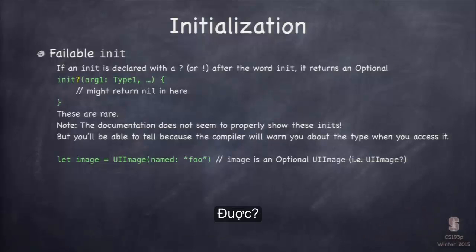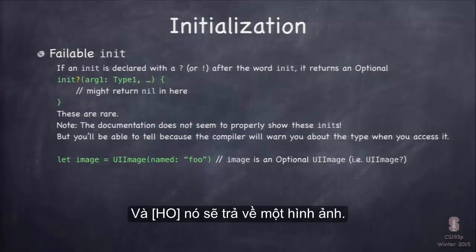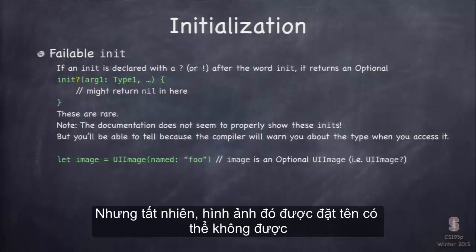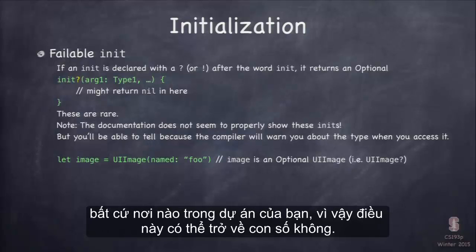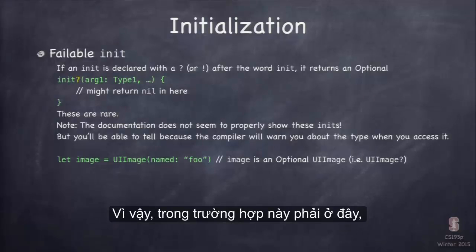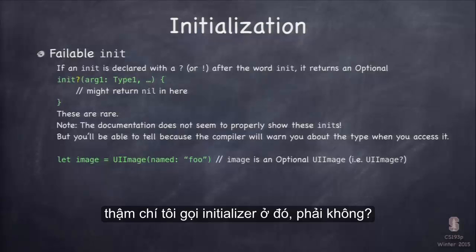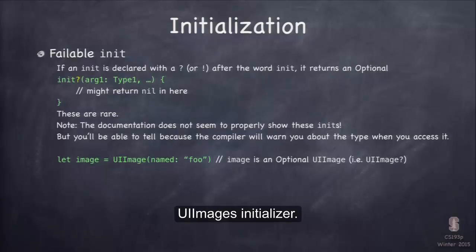So UIImage, it's a class in UIKit. And it returns an image. And you can ask for an image by its name. But of course, that image named that might not be anywhere in your project. So this thing can return nil. So in this case right here, image equals UIImage named foo. Image is an optional UIImage, even though I'm calling an initializer there, right? UIImage's initializer is failable.